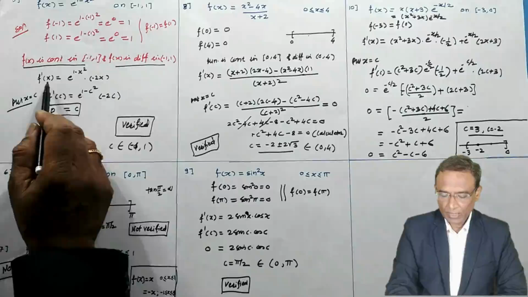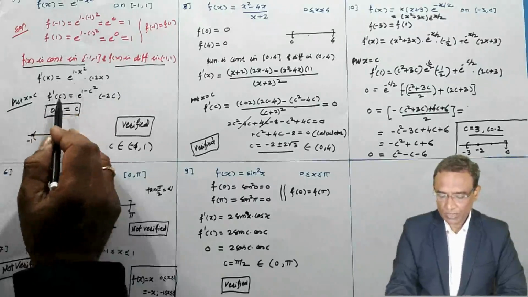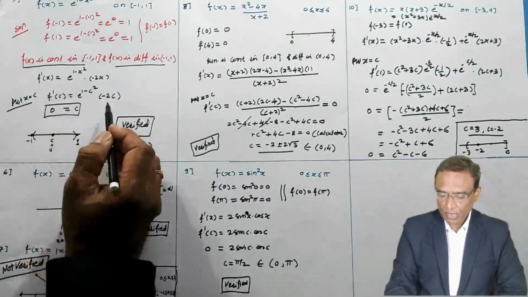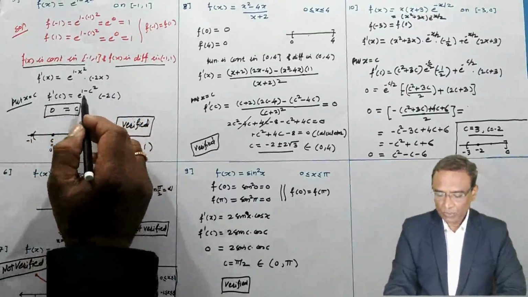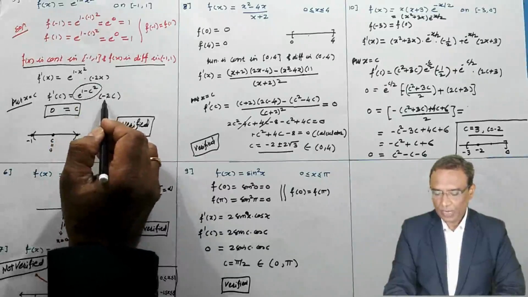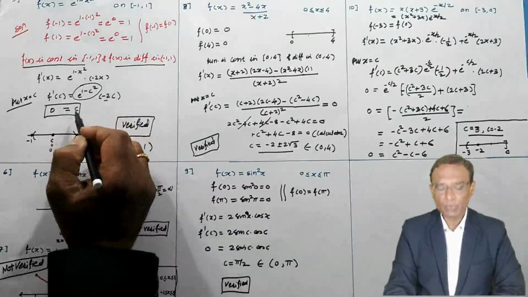Take the derivative. I have taken the derivative. Put x equal to c like this. Then f dash c equal to 0. An exponential function is never 0. Therefore, and minus 2 is not 0. The c must be equal to 0.